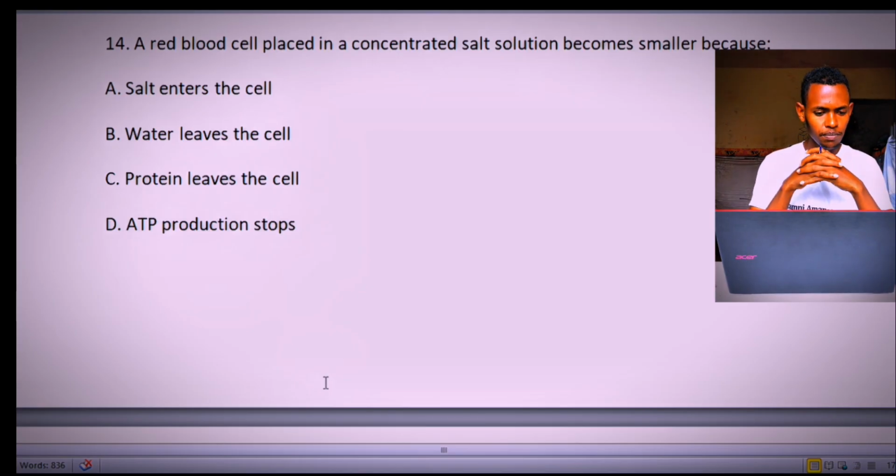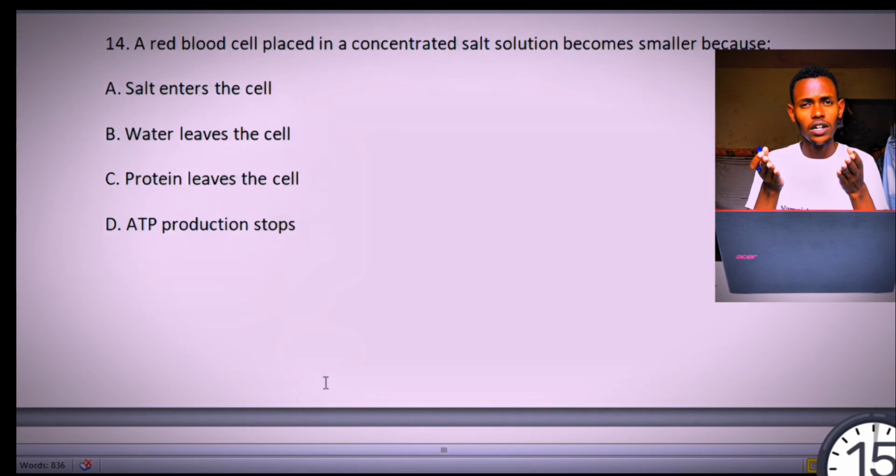A red blood cell placed in a concentrated salt solution becomes smaller because A. salt enters the cell, B. water leaves the cell, C. protein leaves the cell, D. ATP production stops. It is now your turn.